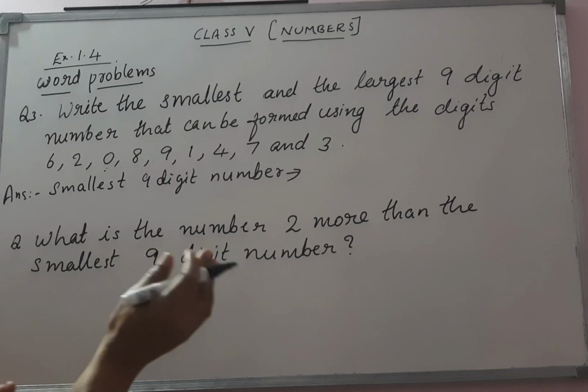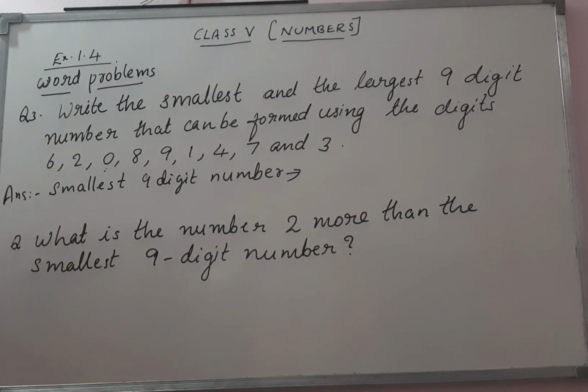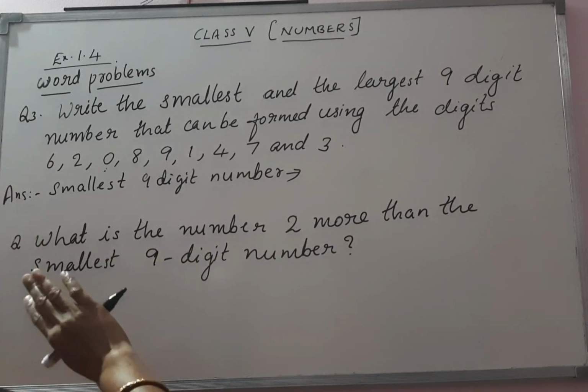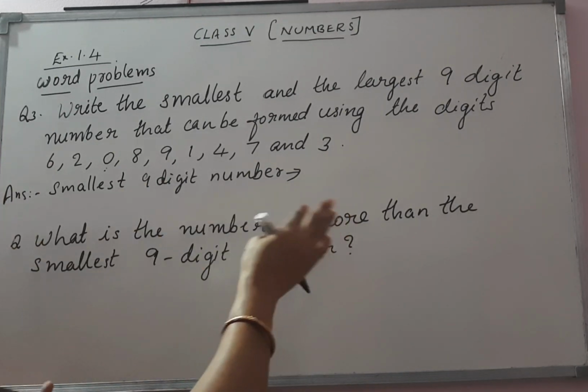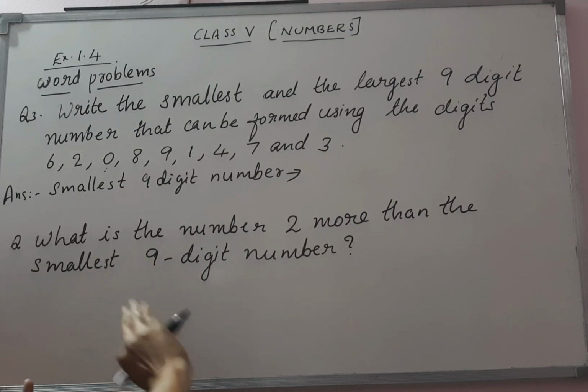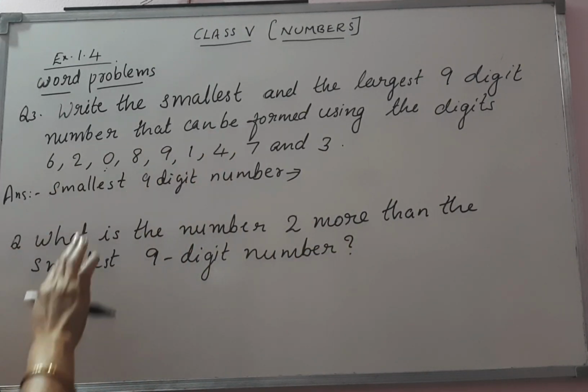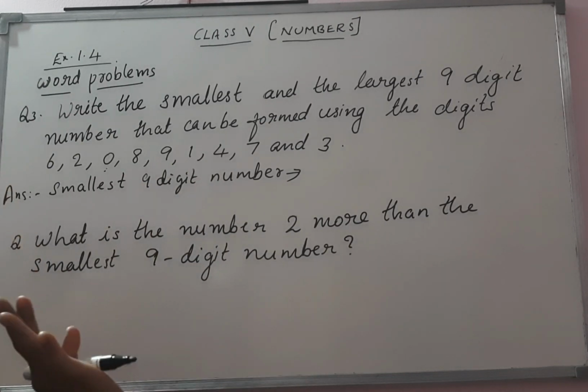We should not start a number with 0. If 0 is there in the given digits, we should not start the number with 0. So that 0 you have to place in the second position from left to right. When you are writing the number, in the second position you have to put the 0. You know that total 9 digits are there, so these digits you have to arrange in order, that's enough.